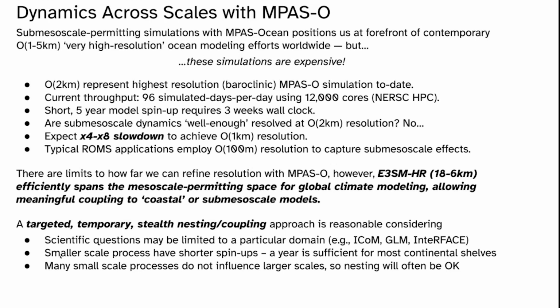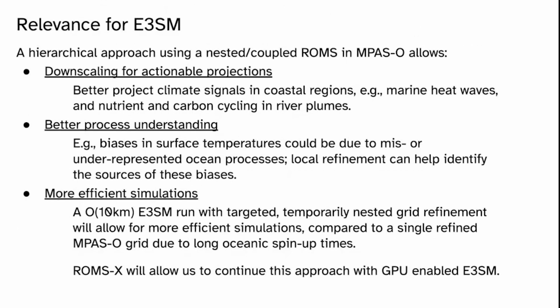One other advantage is that these smaller scale domains and smaller scale processes have shorter spin up times. For example, where 5 years might not be sufficient to spin up the global ocean, a year is often sufficient for a spin up for most continental shelves. And many of these small scale processes don't influence larger scales, so nesting is often going to be okay. And so this is a much simpler approach, and we can downscale global ocean models to provide useful information for particular regions.